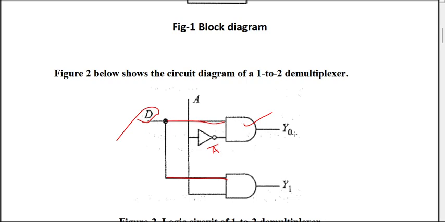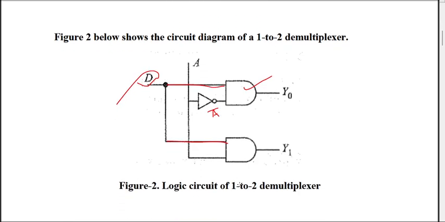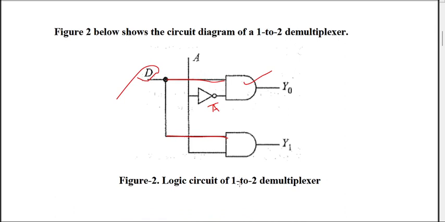Now what will happen if A is equal to 1? If A is equal to 1, the lower AND gate Y1 is enabled and the upper AND gate is disabled, because A is inverted by a NOT gate, so A bar will be 0. If any one of the inputs to an AND gate is 0, the AND gate is disabled and the output will be 0. So in that case, the lower AND gate is enabled, and D will be connected to Y1, which means Y1 will produce output depending upon the value of D. If D is equal to 0, Y1 will be 0, and if D is equal to 1, Y1 will be 1. This is how we implement a 1 to 2 demultiplexer.